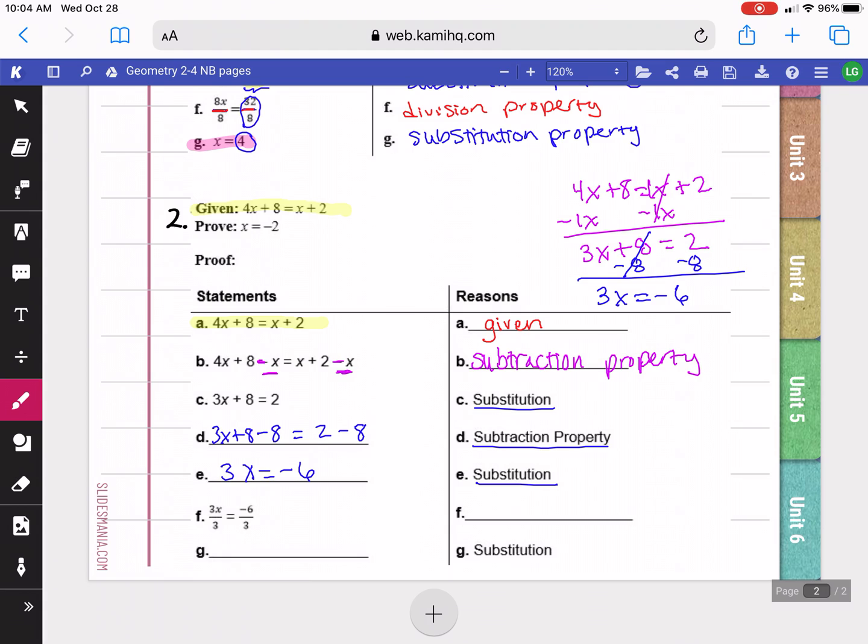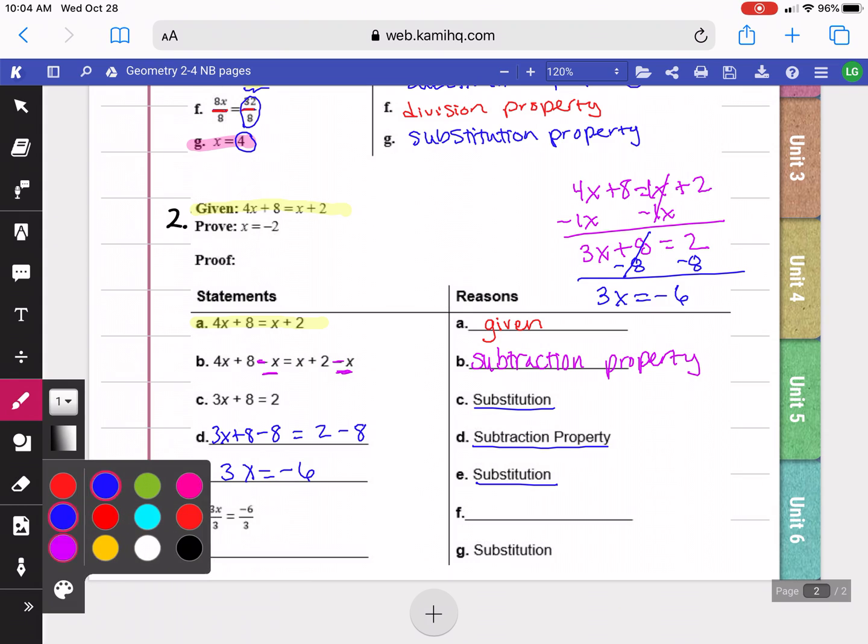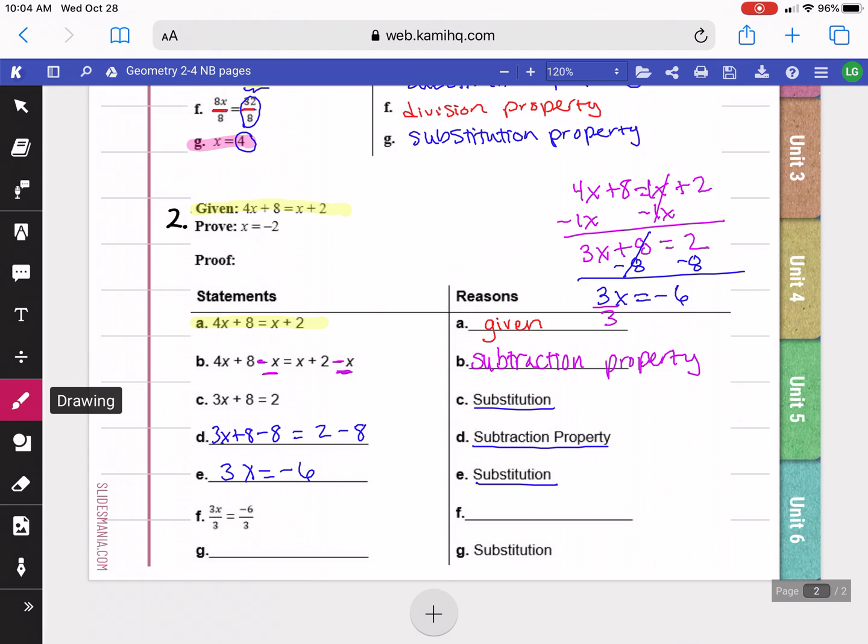So my next step, if I have 3x equals negative 6, would be to divide both sides by 3, and you can see they're doing that here. Since they're dividing both sides by 3, they're using the division property. And then on the last step, we're just going to simplify or make this smaller. So my 3's cancel, and I'm left with x equals negative 2, which is what we were trying to prove.